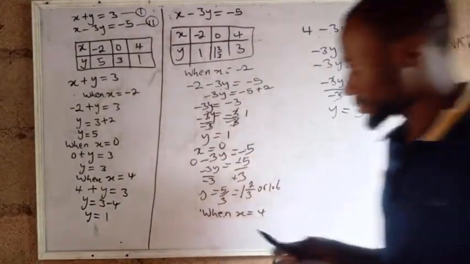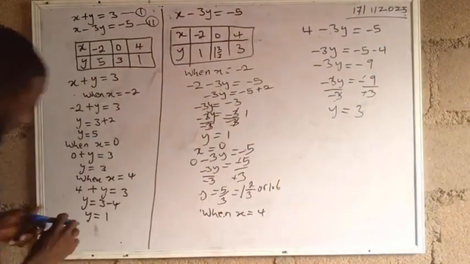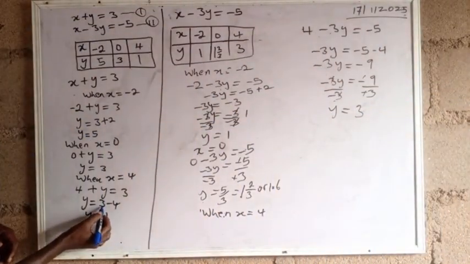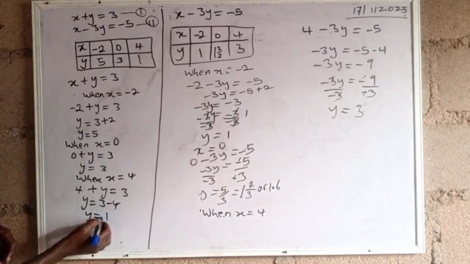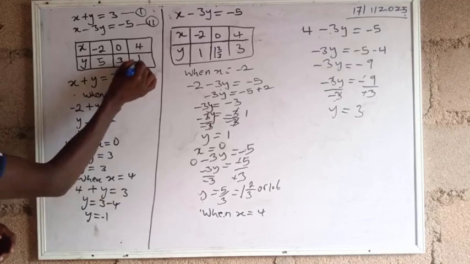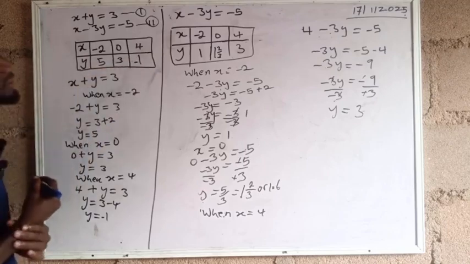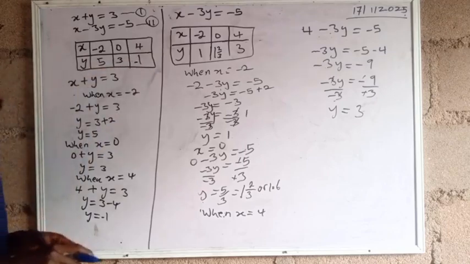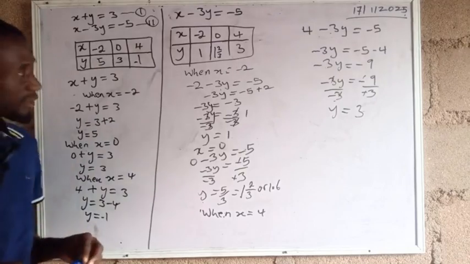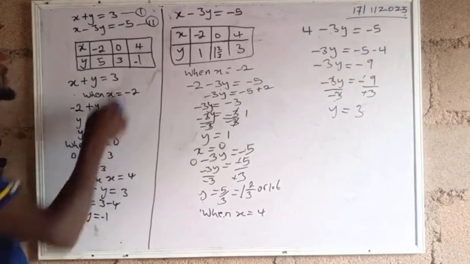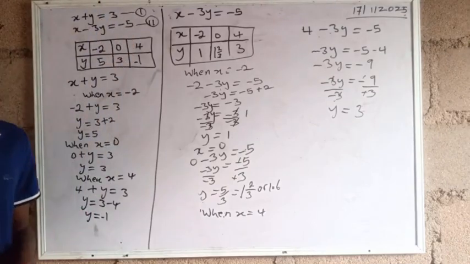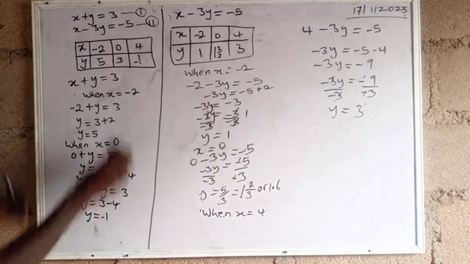Then let's check something here. I think here, 3 minus 4 is supposed to be minus 1. Here is supposed to be minus 1. Then what next? Remain for us to plot the graph of the simultaneous linear equation. Okay?